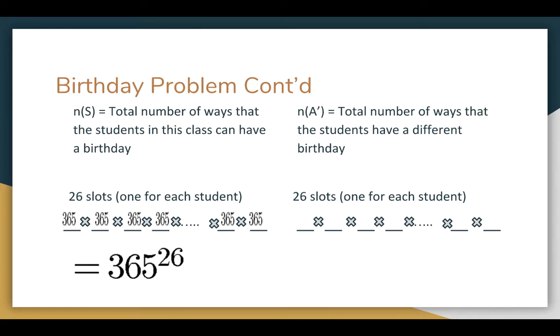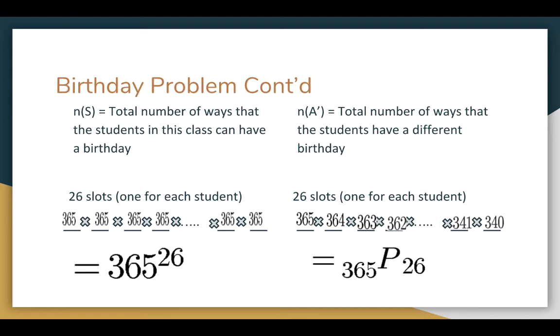Except now the first person does have 365 ways, but now we'll say that they can't share with the second person. So the second person only has 364. The third person only has 363. So you see where we're going here? Everyone has to have a different day. So we're losing a day every time we slot somebody. The fourth person only has 362 ways, 361, and 360, because we're not counting the other days that those students are born.